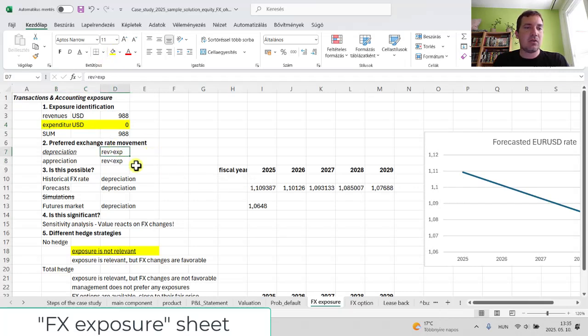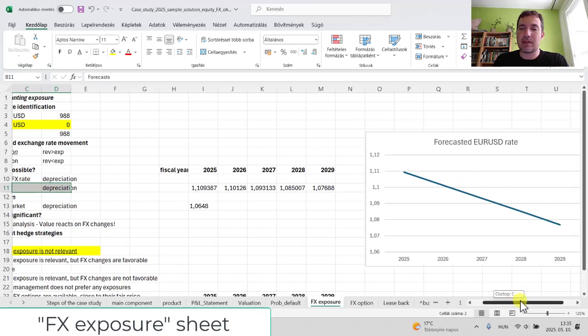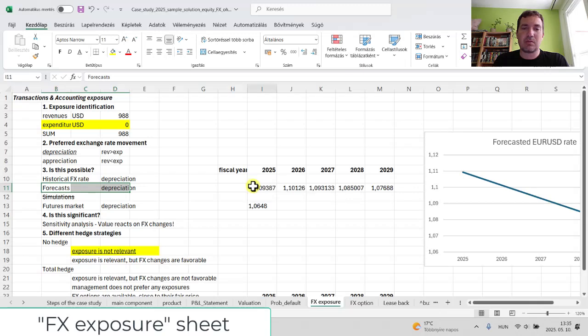And also what we can see is that after that we have to think about: do we prefer depreciation or appreciation? Obviously, if this is a positive or negative number, then we can see which one is preferred. After that, we can see what was the historical exchange rate, depreciation of the euro against the US dollar. We check the forecast. We built this nice forecast model somewhere in another Excel, so it was also describing some kind of depreciation. And when we check the futures market, it also provided depreciation. So then we have to think about whether this is significant or not.